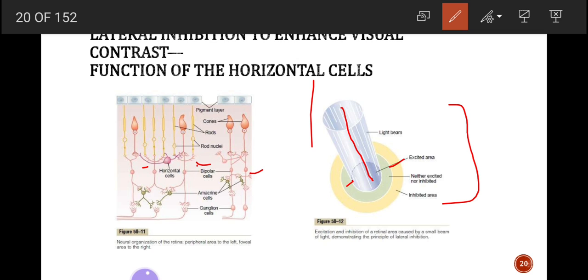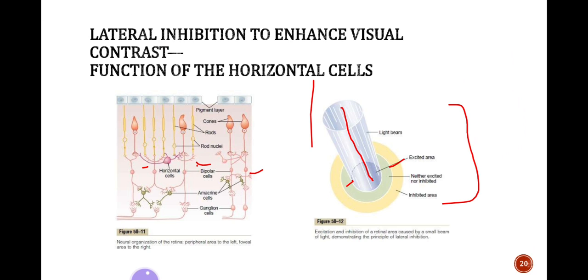Actually, these horizontal cells do not allow the light to spread in the whole retina, so we can see things with high visual accuracy. In addition to the horizontal cells, some amacrine cells provide additional lateral inhibition, and it further enhances the visual contrast in the inner plexiform layer of the retina.